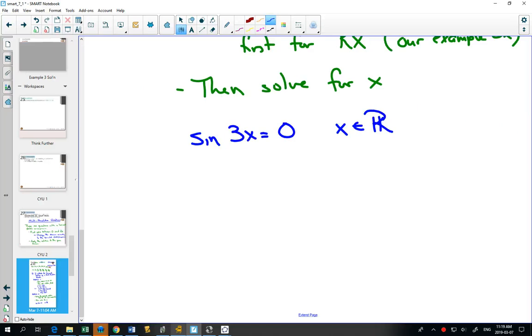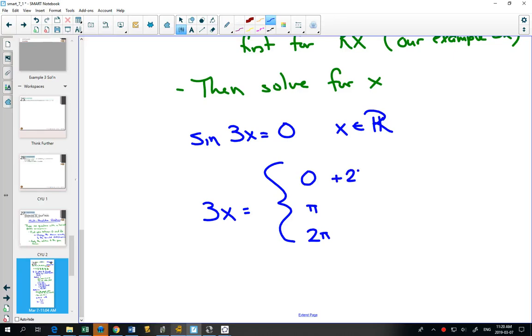So my general solution would be 3x equals, when is sine equal to 0 from 0 to 2 pi? It's equal to 0 at 0, it's equal to 0 at pi, and it's equal to 0 at 2 pi. And if I'm doing the general solution first, I would go plus 2k pi, plus 2k pi, plus 2k pi.